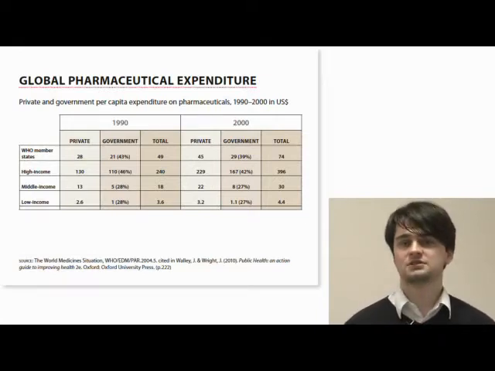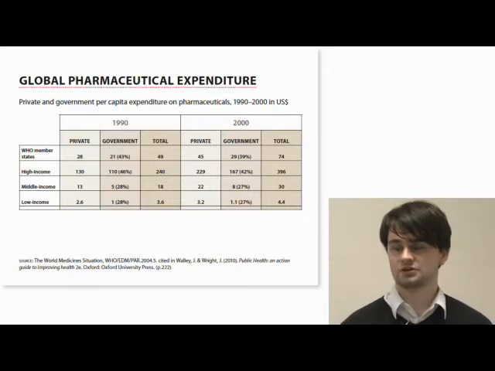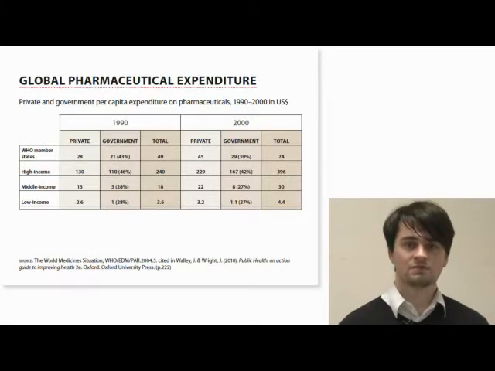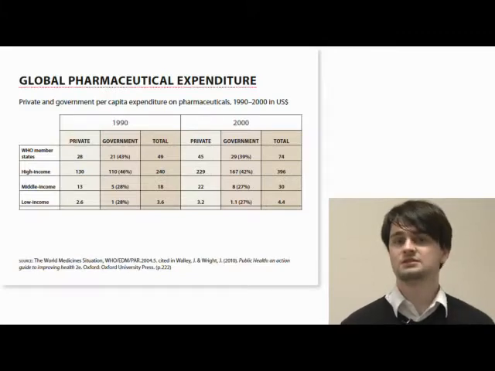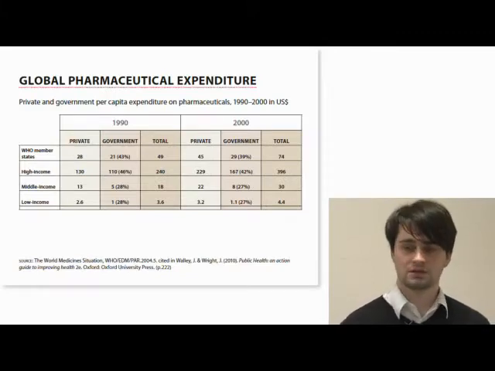And third, there is a significant variation between countries with different incomes. If we look at the year 2000, the governments of low income countries spent just over $1 per capita on pharmaceuticals. Contrast this with the expenditure of high-income countries, $167. This is a huge difference, obviously.